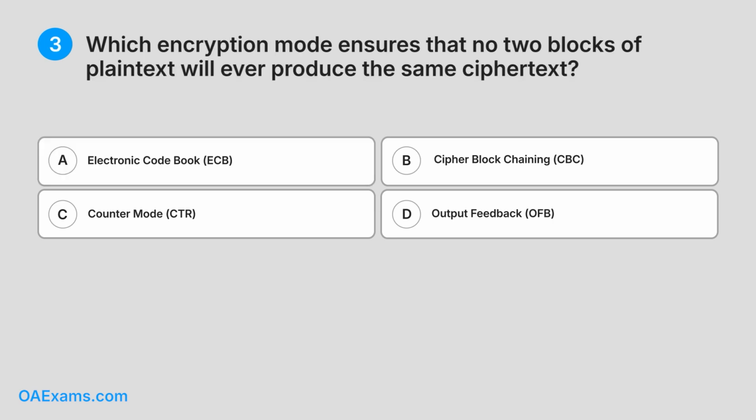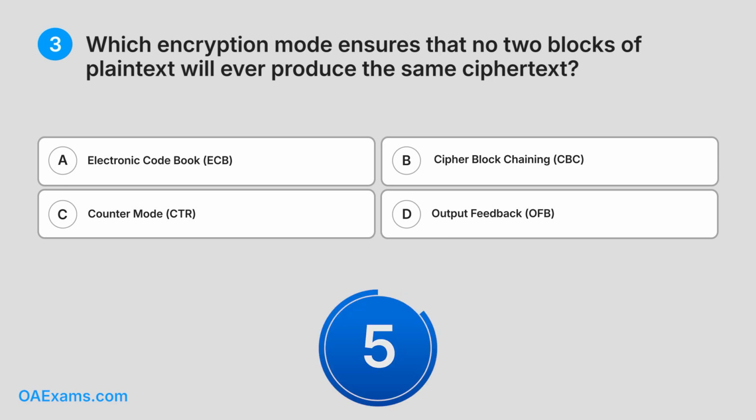3. Which encryption mode ensures that no two blocks of plaintext will ever produce the same ciphertext? A. Electronic codebook, ECB. B. Cipher block chaining, CBC. C. Counter mode, CTR. D. Output feedback, OFB. Do you know the answer?